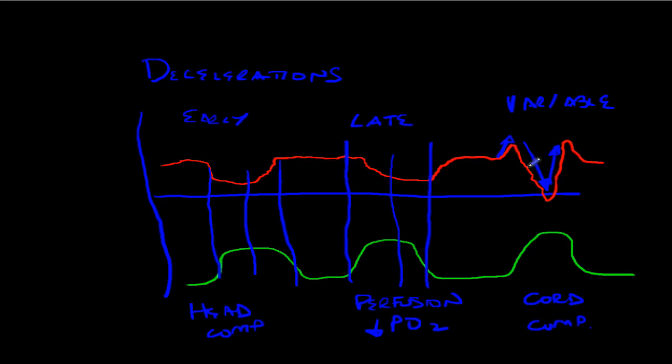A variable in general, in order to be classified as such, needs to drop at least 15 beats below, and it should last at least for 15 seconds. However, it should not be greater than 2 minutes. So these usually last less than 2 minutes.